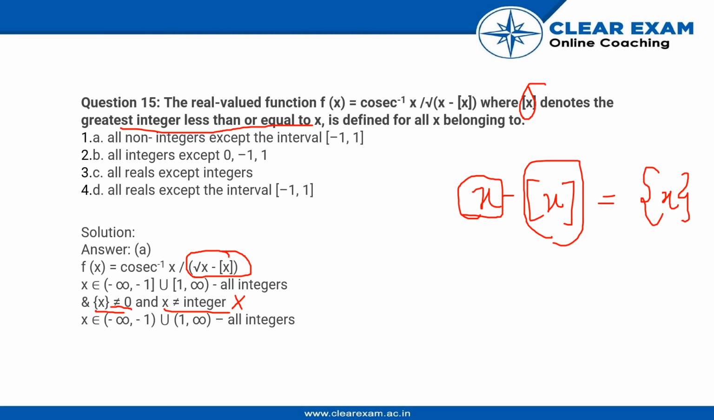And if x cannot be an integer, so we just remove the bounds on minus 1 and 1 to make sure that these are the domains in which this is true.